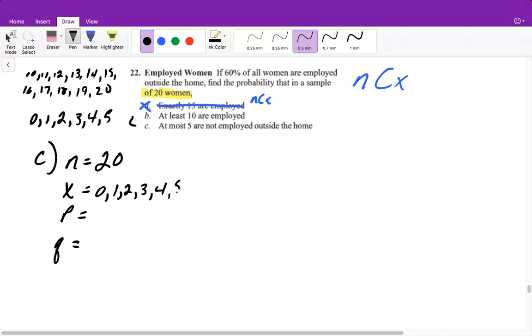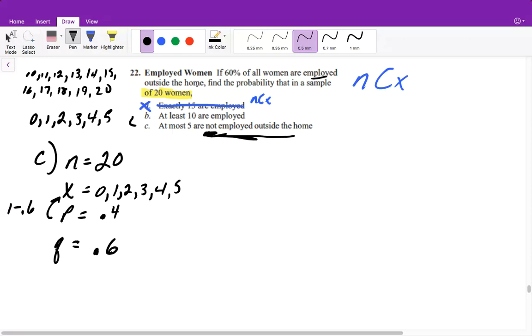Now, the difference here is it says are not employed outside the home. This one says 60% are employed outside the home. So that means the probability of this event happening is actually 1 minus 0.6, or 0.4, because we're not looking at whether the women are employed, it's whether they're not. And then the Q in this case would be the 0.6, which would be if they're not employed outside the home, then that means they are employed outside the home.